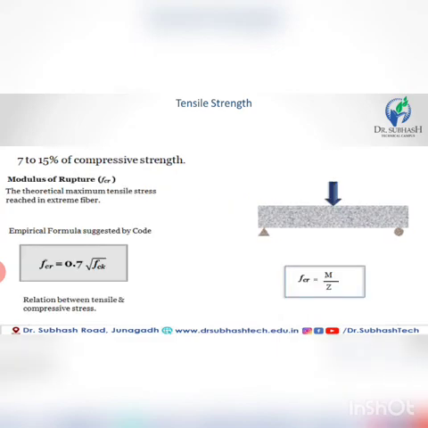Modulus of rupture, fcr. The theoretical maximum tensile stress reached in the extreme fiber. Empirical formula suggested by the code: modulus of rupture is equal to 0.7 under root fck. Relation between tensile and compressive stress: M by Z, where M is bending moment and Z is section modulus.